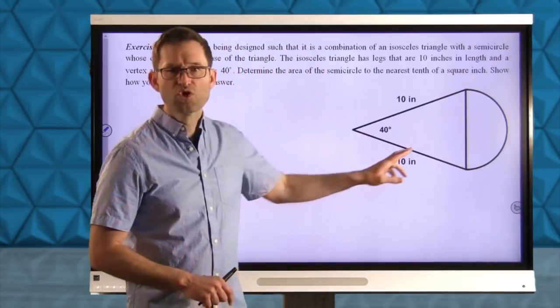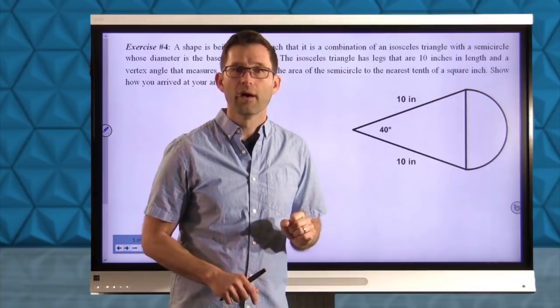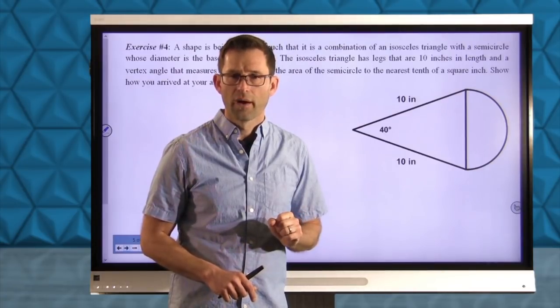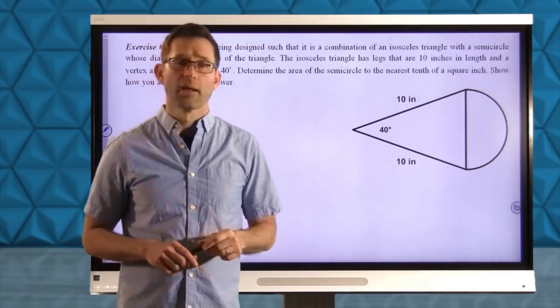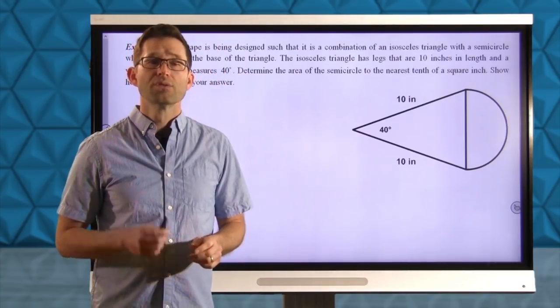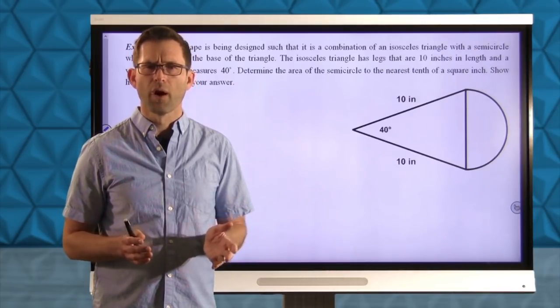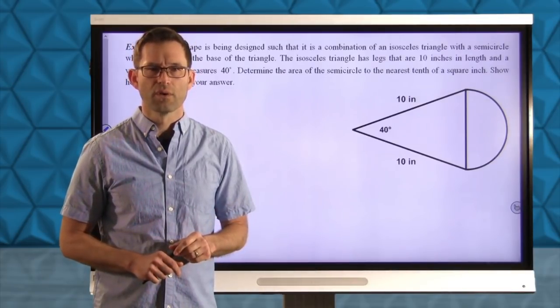All right, so I'm just looking now for the area of the semicircle. I'm not actually looking for the area of the isosceles triangle. But obviously one of the things that I'm missing with the semicircle is its radius. So what I'd like you to do is, again, pause the video now and see if you can work through this problem and figure out the area of that semicircle.